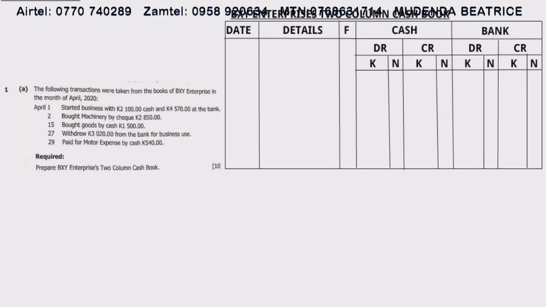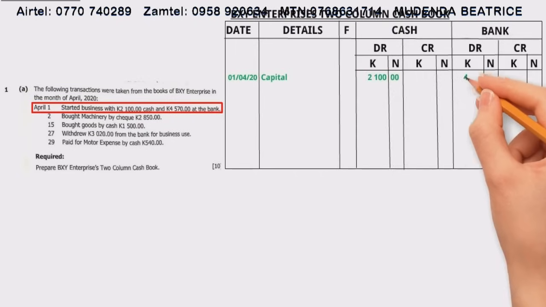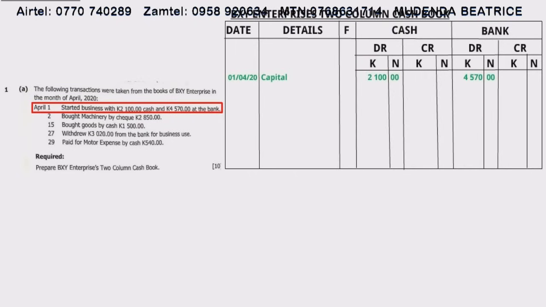So the first transaction happened on 1st April 2020, which is started business with 2,100 kwacha cash and 4,570 kwacha at the bank. So we're going to enter this transaction as capital. So as he was starting the company, he had a capital of 2,100 cash and 4,570 kwacha at the bank.